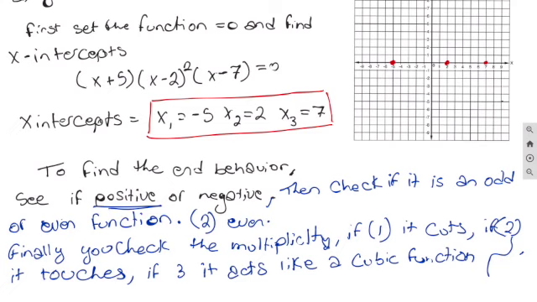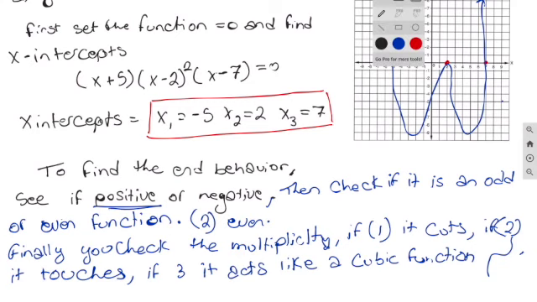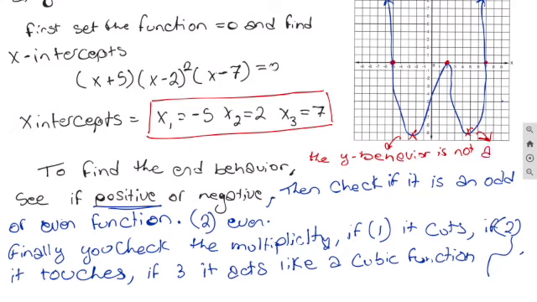Now we can draw the graph correctly. And this is the final shape of our graph. As you can see here, the first x-intercept intersects the x-axis. The second x-intercept is tangent to the x-axis, and the third x-intercept intersects the x-axis.